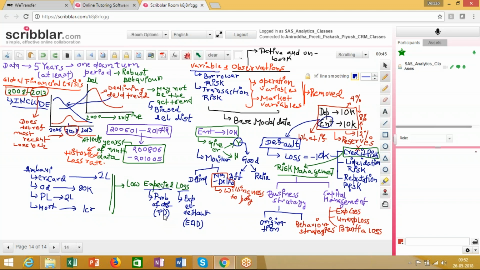Now comes the third part. What will happen when this account has defaulted and there is a balance outstanding? The next part that the bank will start is a recovery process. The bank will start collections. They'll initiate their collections, and there will be a recovery going on. Now after the recovery, whatever is left over, that portion is known as the loss given default, or the LGD.